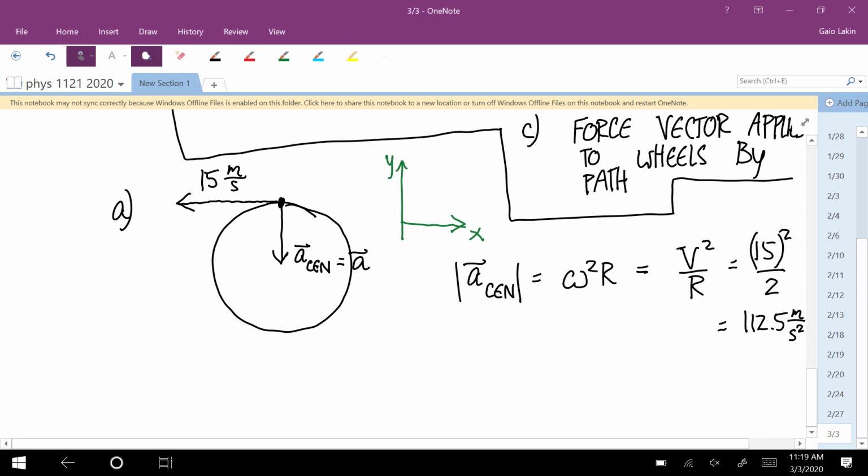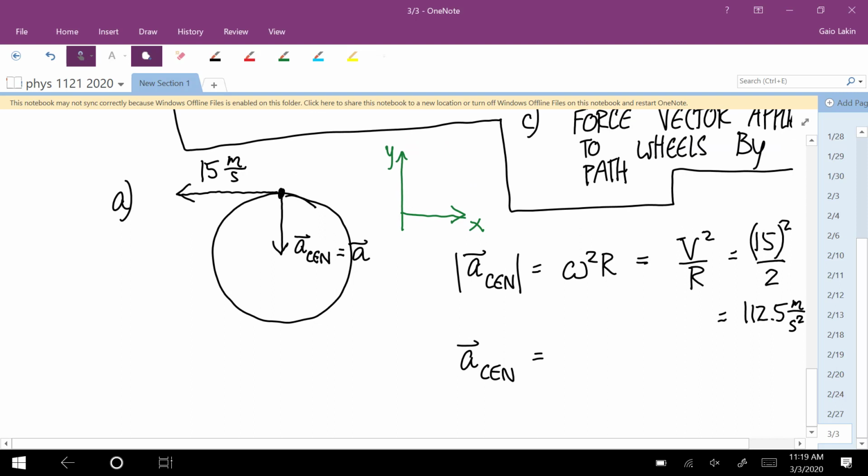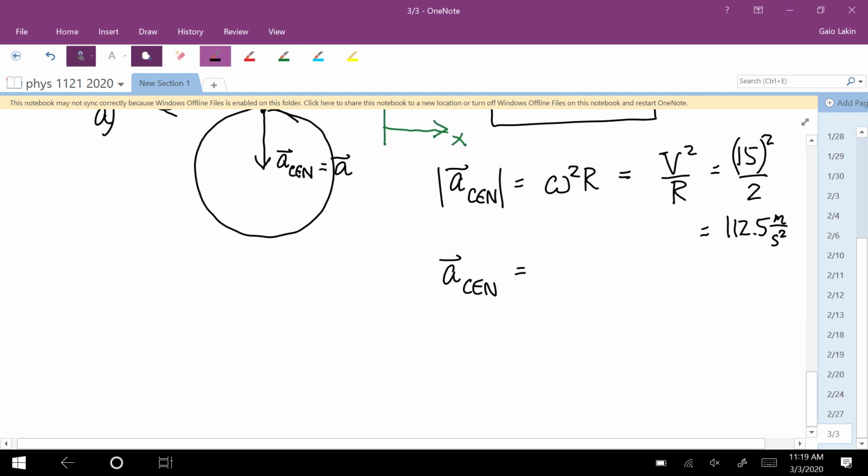That's a big acceleration. You know, 10 Gs, 11 Gs, that's a lot. Let me first give the vector. So the centripetal acceleration, we know that's in the negative y direction, so the acceleration is 0, negative 112.5 meters per second squared, and that's the total acceleration.